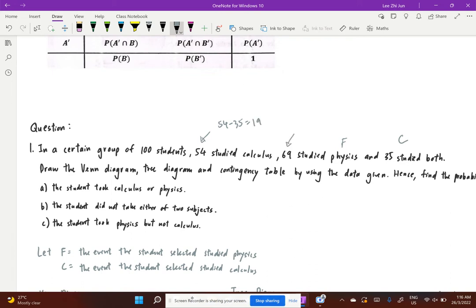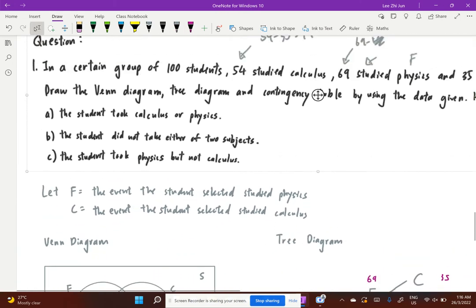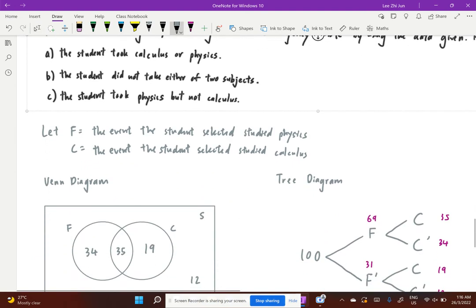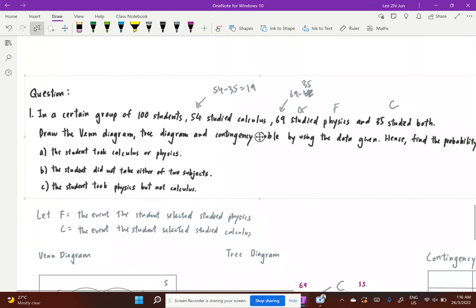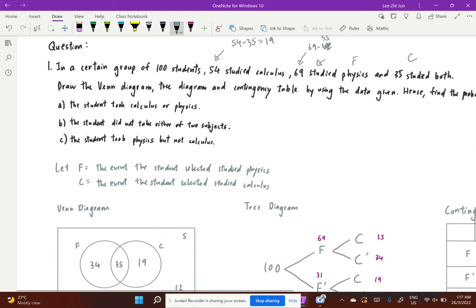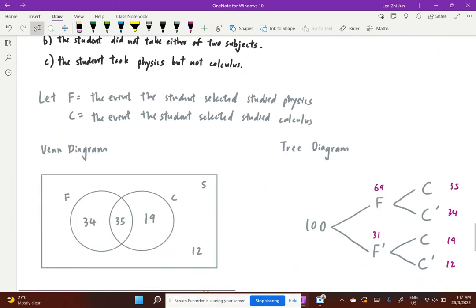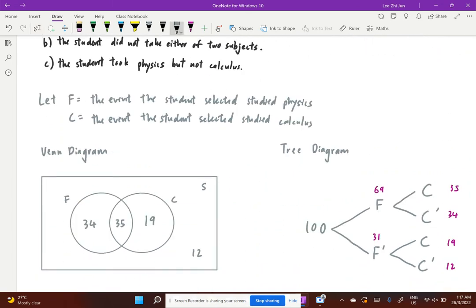Also 69 minus 35, because the 69 also includes the students who study both. In order to find the students who study physics only, 69 minus 35, I will get 34. And then 100 minus 35 minus 19 minus 34, so I still have 12 left. These 12 study neither calculus nor physics. So I just put the 12 outside the circles, outside the box.